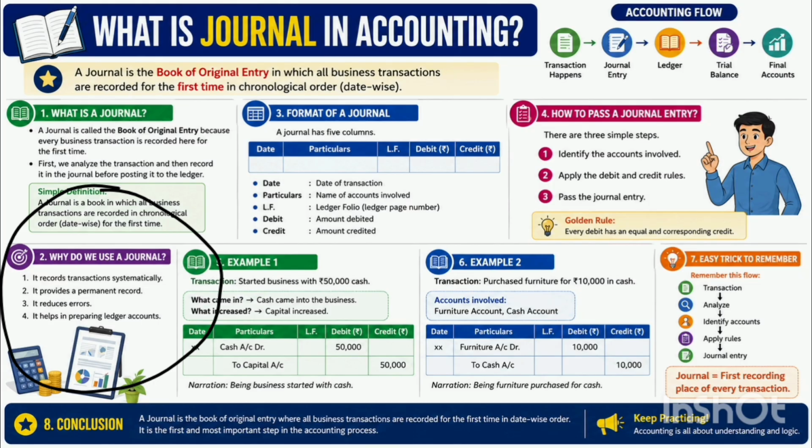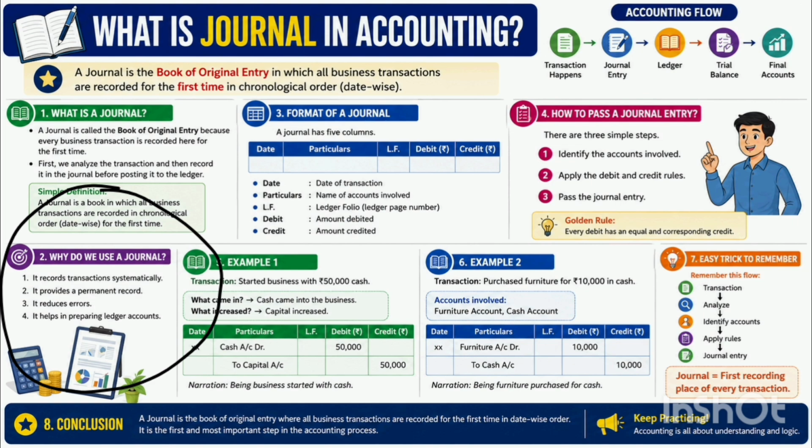We cannot remember the transactions which happen in the business on a daily basis. Suppose today 100 transactions happen in your business. We cannot remember each and every transaction, so we have to record it. Wherever we record in a particular book, that book is called a journal. So for getting a systematic record, we have to follow the journal.